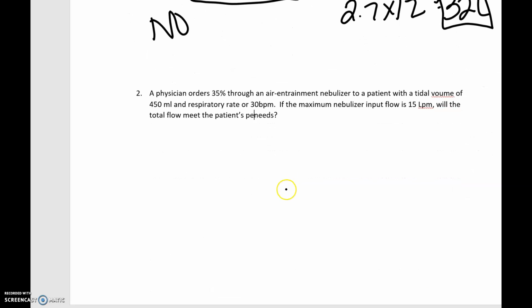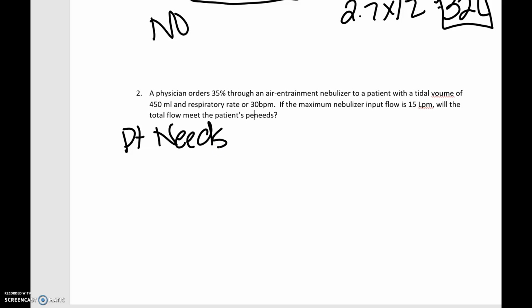And then I looked at the second one here, and it says a physician orders 35% through an air entrainment nebulizer to a patient with a tidal volume of 450 milliliters and a respiratory rate that should be of 30 breaths per minute. If the maximum nebulizer input flow is 15 liters per minute, will the total flow meet the patient's needs? So again, the first thing we want to do is look at the patient needs.